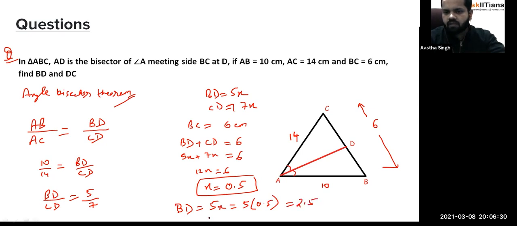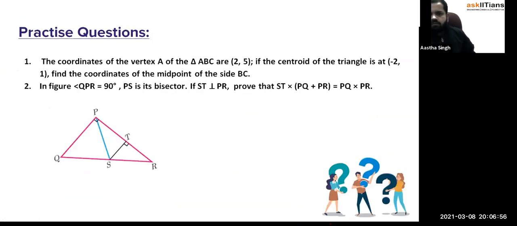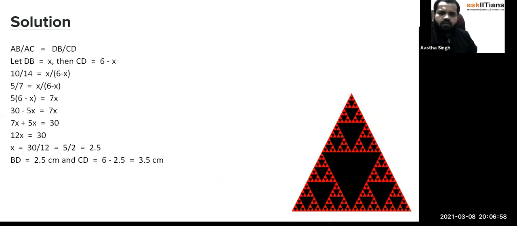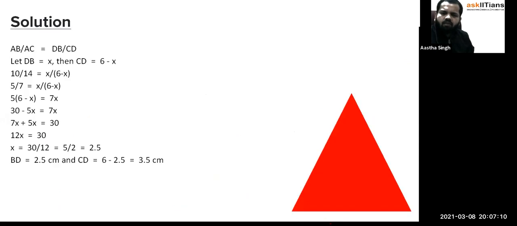Similarly, CD is equal to 7x, that is 7 into 0.5, which is equal to 3.5. Right, guys? So this is how you calculate BD and CD, and this is the angle bisector theorem. Just look at the solution. You can easily do this. In the same way, you can write CD as 6 minus BD. You can calculate it that way too.